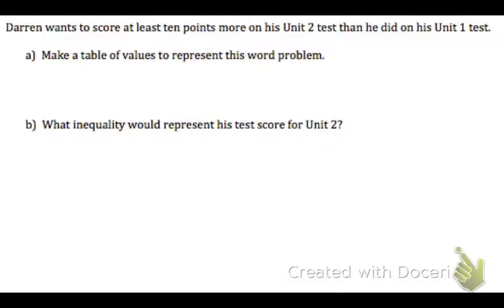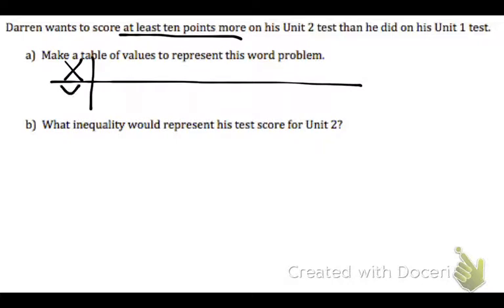So here we go. Darren wants to score at least 10 points more on his Unit 2 test than he did on his Unit 1 test. So first we're going to make a table of values to represent this word problem. So X actually represents Darren's Unit 1 test score, and then Y is going to represent his Unit 2 test score.